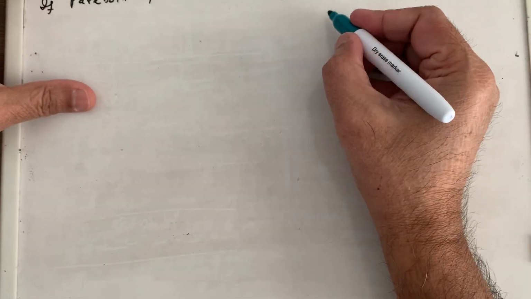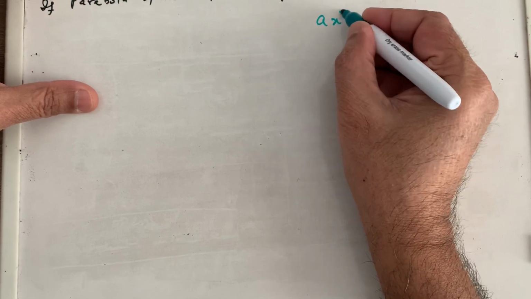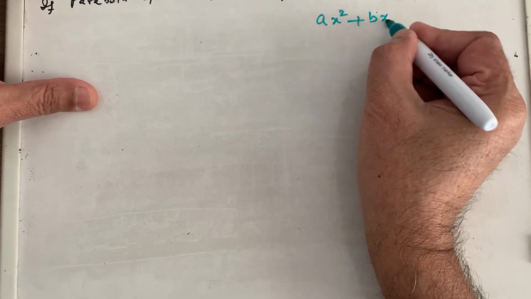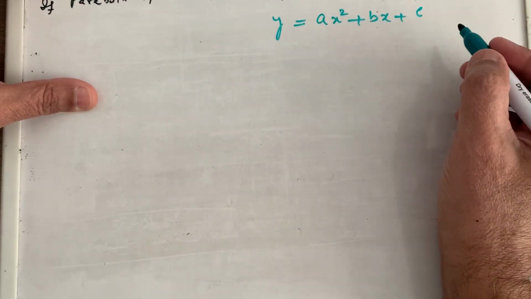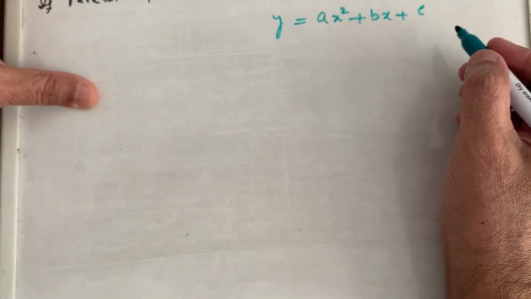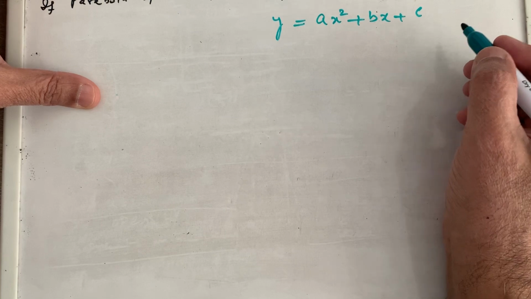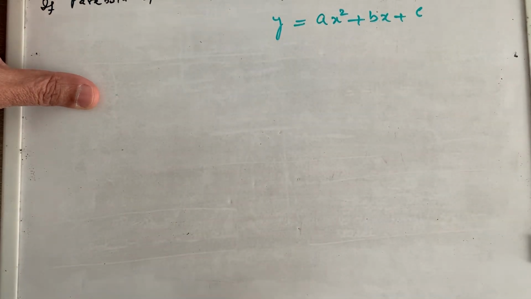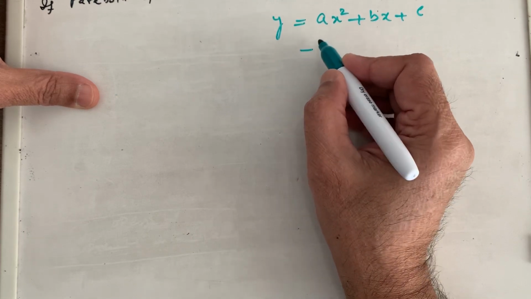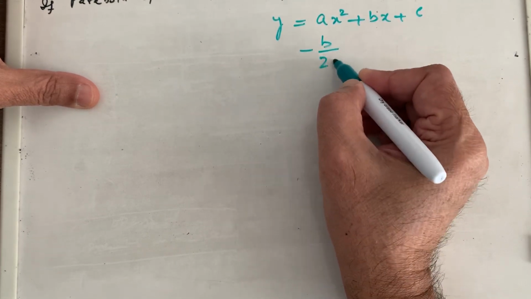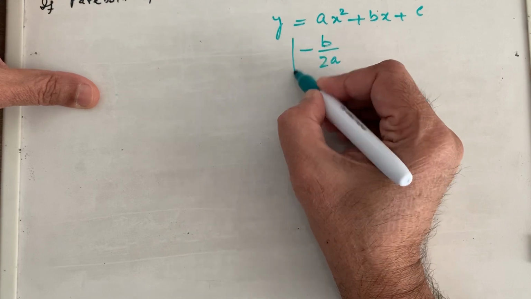So if the equation is in the standard form, meaning ax squared plus bx plus c, right? This is the standard quadratic form. If the equation is in this form, how do you find the maximum or minimum value? You have to follow 3 steps. We did this in another video, but we are just revising it.